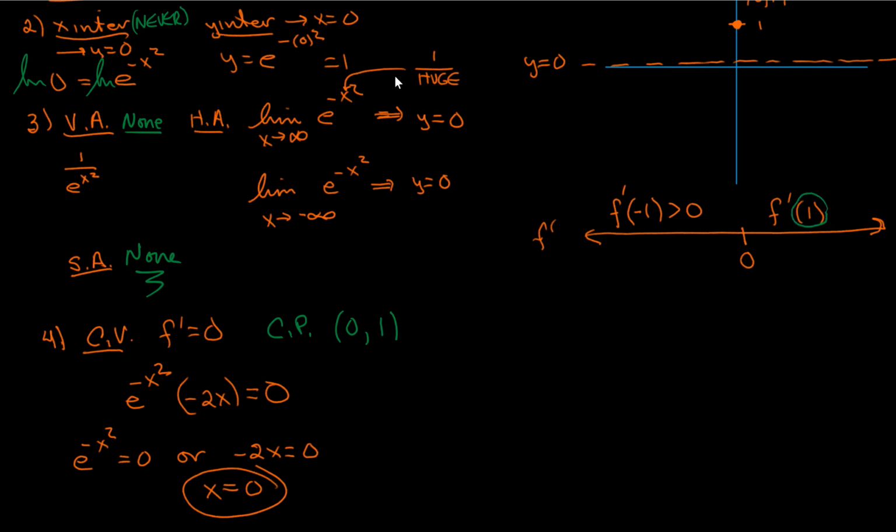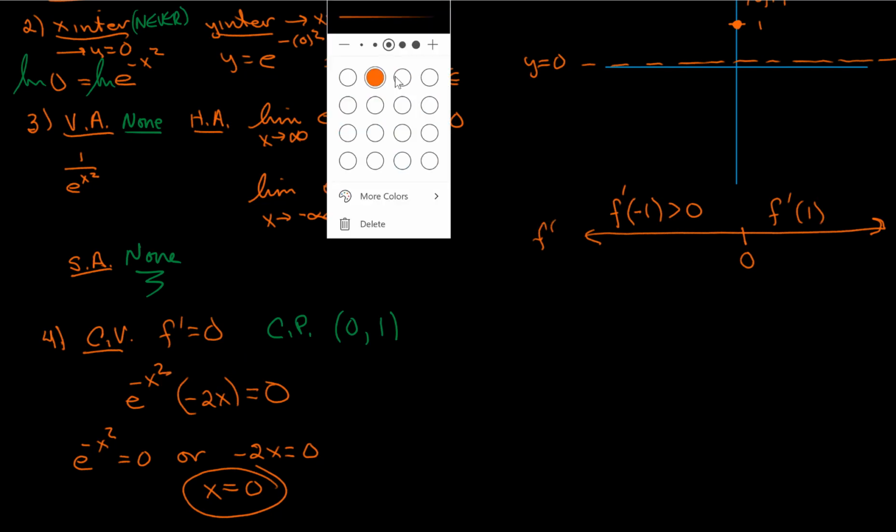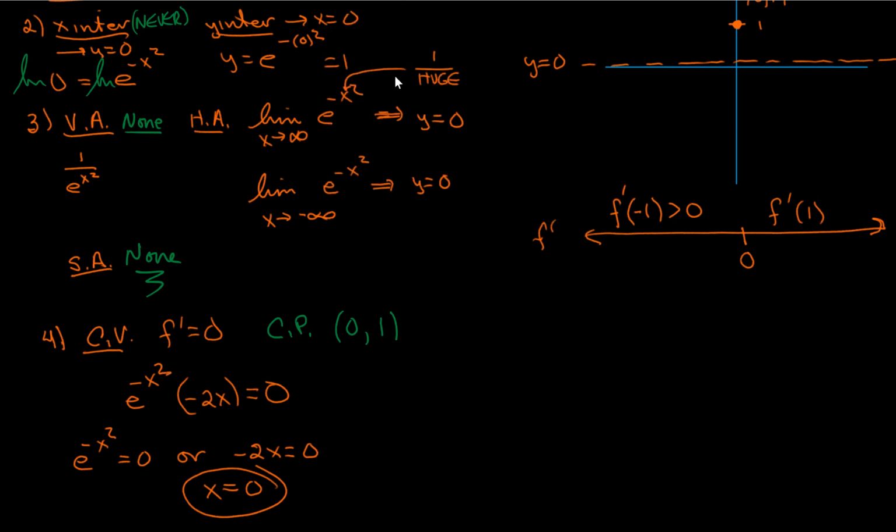However, on this side, I plug the 1 in here and the 1 in there. The e to the negative 1 power is positive. However, negative 2 times a positive 1 is negative. So I wind up on the right-hand side less than 0. So it says that the function is going to be increasing, then it's going to be decreasing.